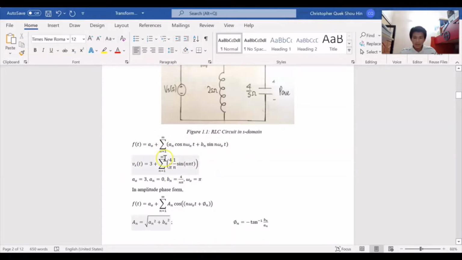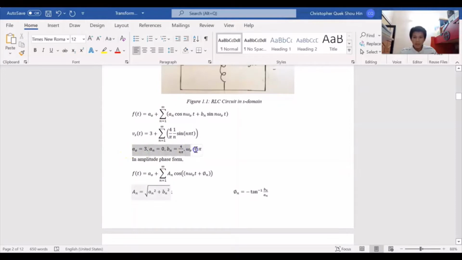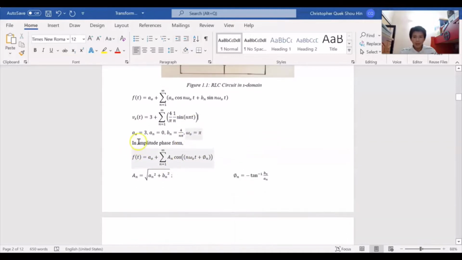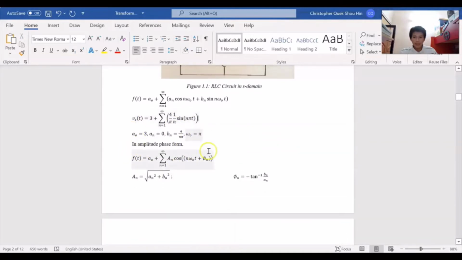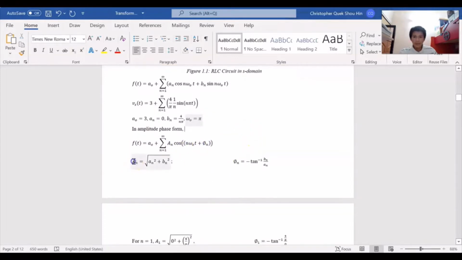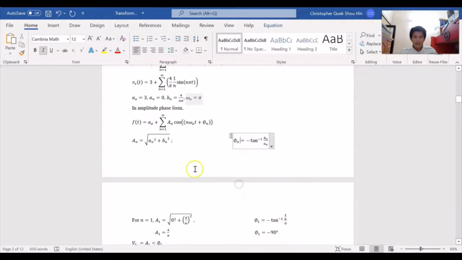As we compare this with the general formula, we can deduce A0 is equal to 3, An is equal to 0, Bn is equal to 4 over n pi, and omega naught is equal to pi. So now I'll change to amplitude-phase form using this formula, where An represents the amplitude and phase n represents the phase angle. So this is the formula for An for amplitude and phase n for the phase angle.